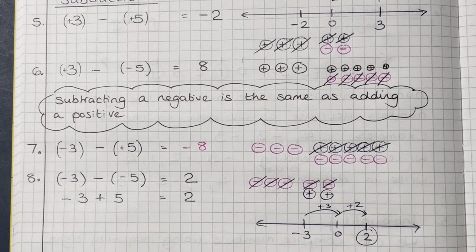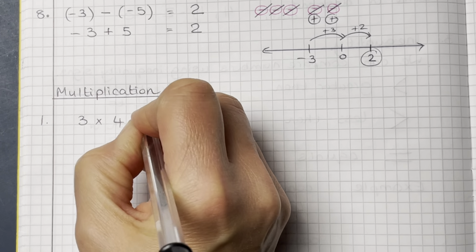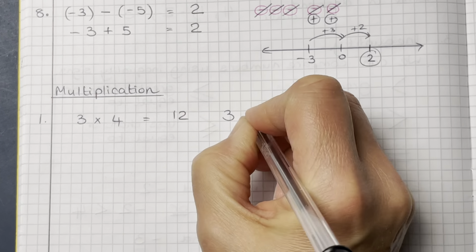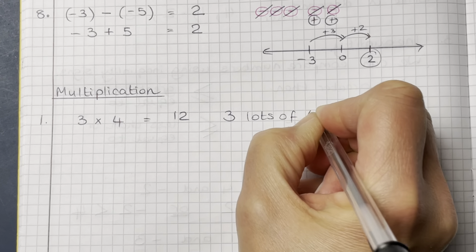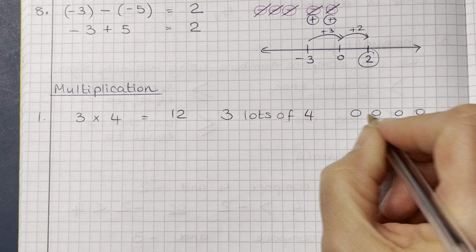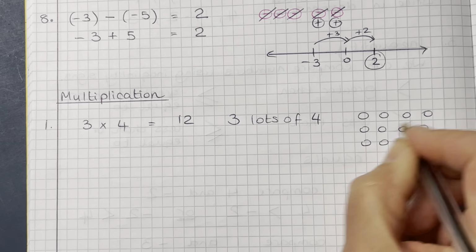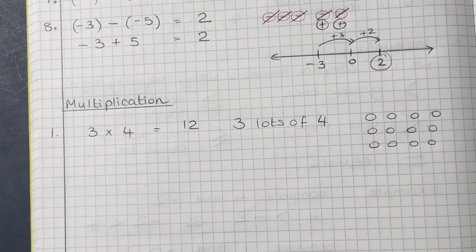Okay, let's look at multiplication. Four questions. First question, 3 multiplied by 4 is 12. We know that's 3 lots of 4. I could write it: there's 1 lot of 4, my second lot of 4, and my third lot of 4.